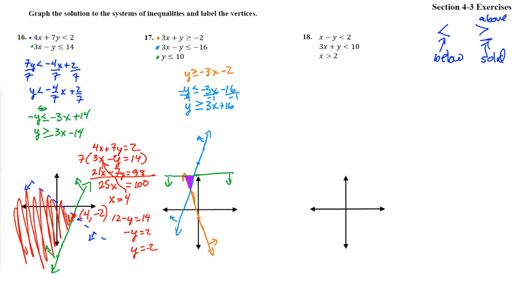Right in there. All right, so it looks like we actually have three vertices we have to find. That's good to know. If we're going to find this bottom one, this is where the orange and the blue cross. So the orange line would be 3x plus y equals negative 2. And again, we want to find exactly where they cross, so we've got to use the equals sign to get right on that line. And the blue is 3x minus y equals negative 16.